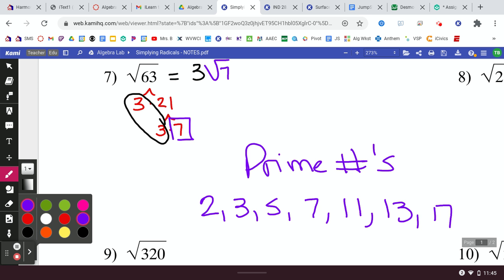Ah, gotcha. For those of you at home, go ahead and click load on the button at the bottom, and that will load your assignment in Kami. Make sure you show your work, including the factor tree for every problem. Okay? Let me know if you have any questions.